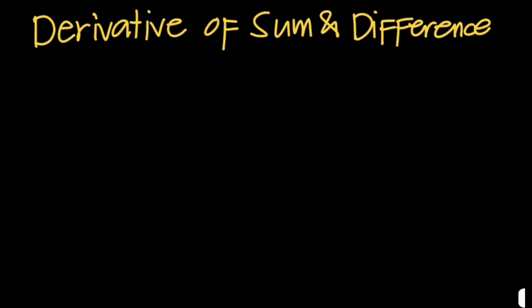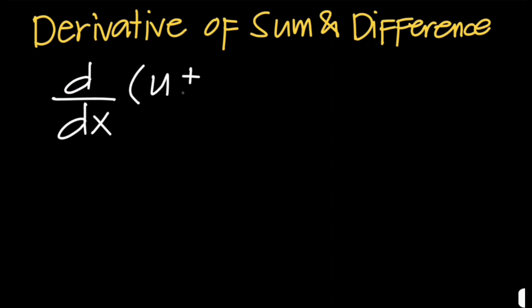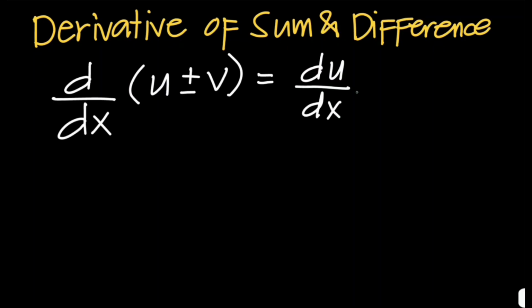Now, how about the derivative of sum and difference? So let's say we get the derivative of one function u plus or minus another function v with respect to x. So this is just equal to the derivative of u with respect to x plus or minus the derivative of v with respect to x. Right, it should be v.